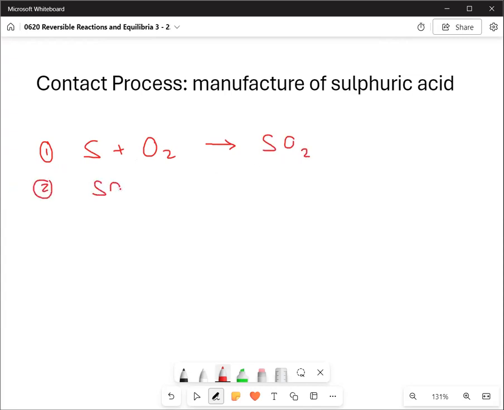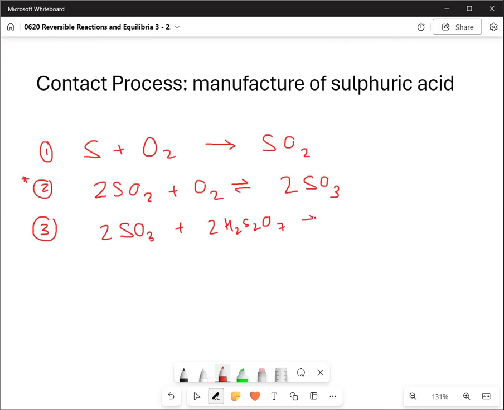Then in the second process, you get 2SO2 plus O2 gives us 2SO3. This is your reversible reaction, the main reaction. Then the third reaction is when you get the sulfur trioxide, you take it and you react it with H2S2O7 to get 2H2SO4. Wait, I think we're missing something. Write these down. This thing is called oleum.